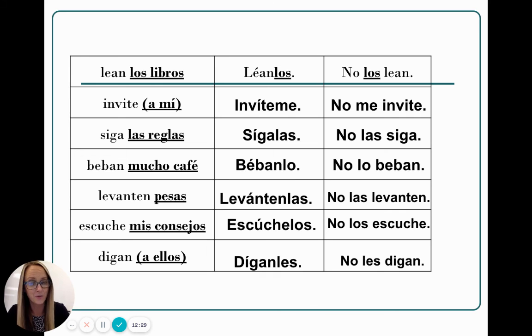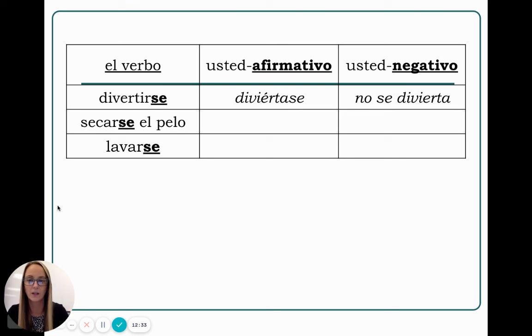And then for the last 3, I actually have you coming up with the form on your own. So take a look at divertirse, which is the last one on your paper. Remember, that's the verb to have fun or to enjoy oneself. So enjoy yourself, diviértase. Don't enjoy yourself, no se divierta. So these would all be se because usted and ustedes use se. The do commands used te. Pause the video if you'd like. Try the next 2.